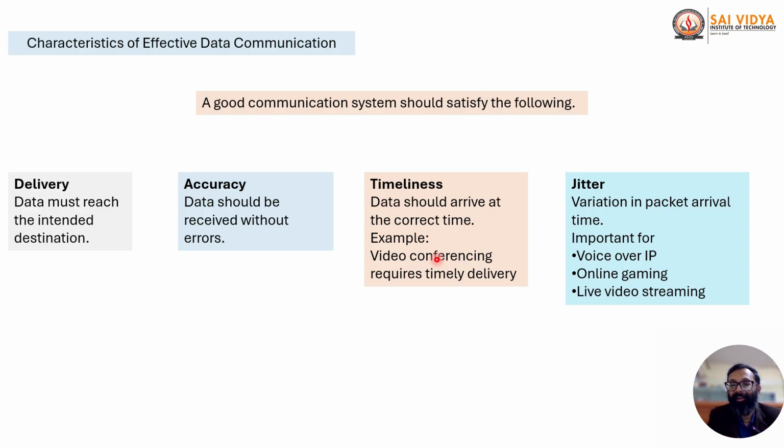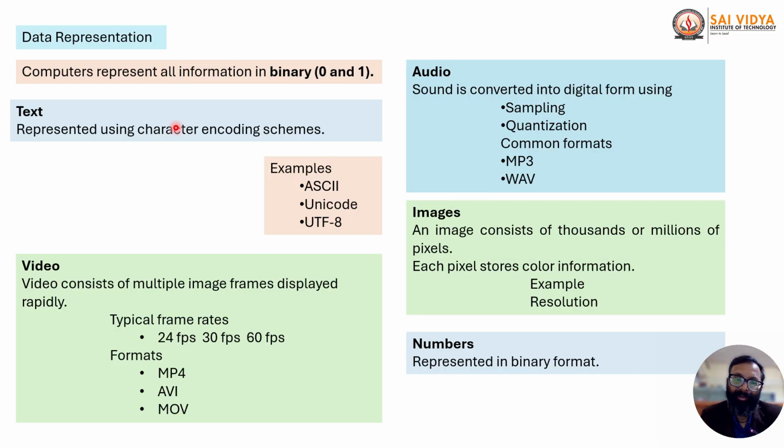And the fourth important point here is jitter, that is nothing but variation in packet arrival time. So why is this important? Because when we are using voice over IP (VoIP), online gaming or live video streaming, we should not observe any delay. If delay happens, it means the accuracy or timeliness is not being maintained in that data communication network.